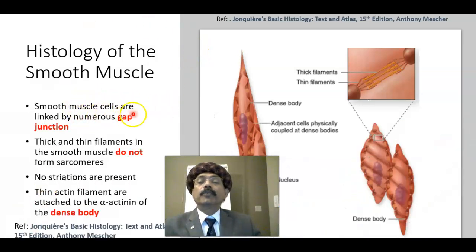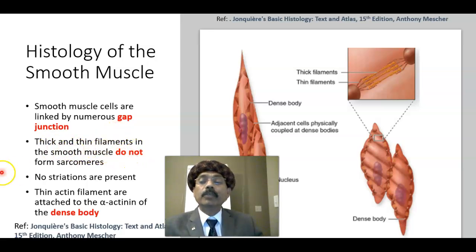The smooth muscle cells are linked by numerous gap junctions. We call it nexus. It is not shown here, but there are numerous gap junctions for the transfer of ions, especially calcium ion, so that multiple smooth muscle cells may contract as a unit.